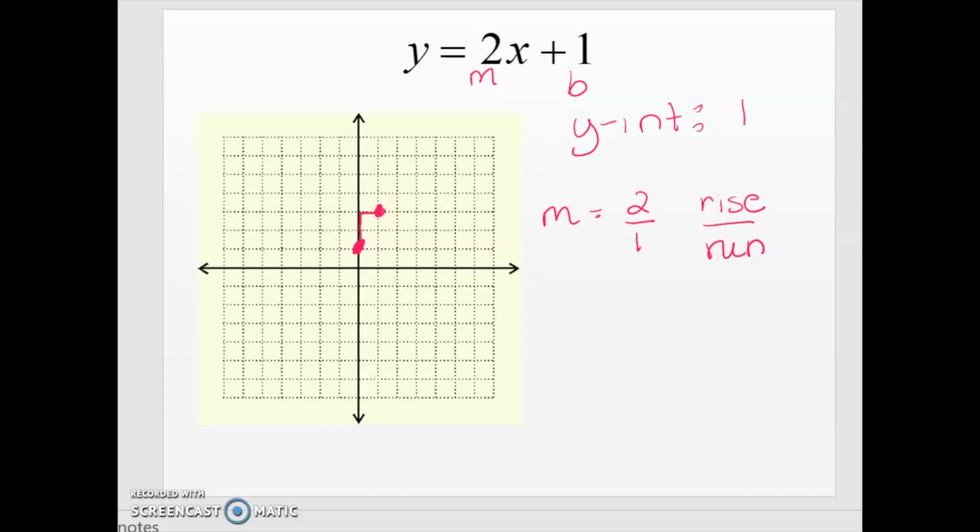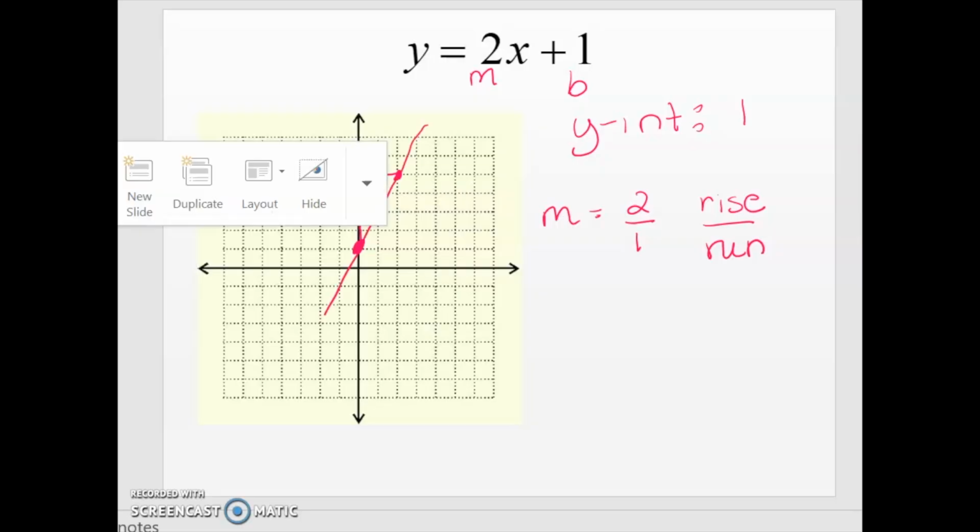Then I repeat that process again. I rise 2, 1, 2, run 1. And I could keep doing that until I have several points, but once I have 2 or 3 of them, I'm going to use my straight edge. Remember, you always want to use a ruler to draw your line.